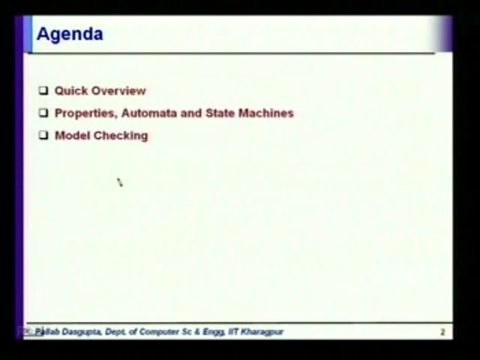So the agenda is that we are going to have a quick overview. Then we will have some discussions on properties, automata and state machines. And then we are going to dive into the actual model checking algorithms. Model checking is part of formal verification. Model checking is the formal method underlying formal verification. Model checking is not just something about verification of circuits. It's a generic methodology where you have some specification and some implementation, and you are trying to figure out whether the implementation is a model of the specification.